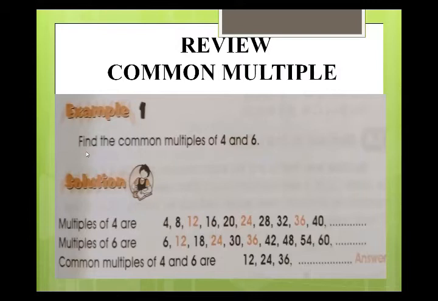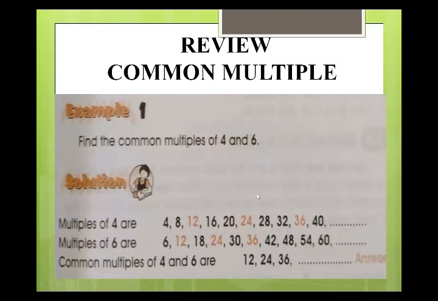Here you see that we also discussed this example in the previous teaching. If you want to find the common multiples of any numbers, firstly you list out the multiples of each number. Firstly we list out the multiples of 4. The multiples of 4 are 4, 8, 12, 16, 20, 24, 28, 32, 36, 40. And multiples of 6 are 6, 12, 18, 24, 30, 36, 42, 48, 54, and 60.